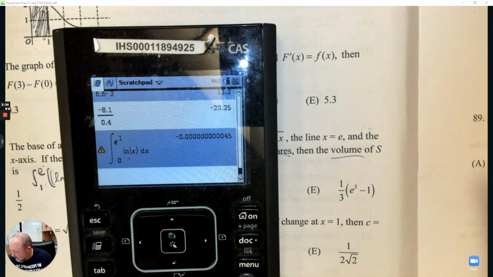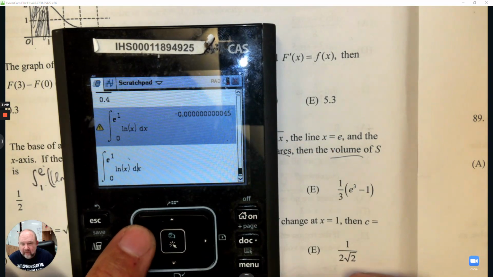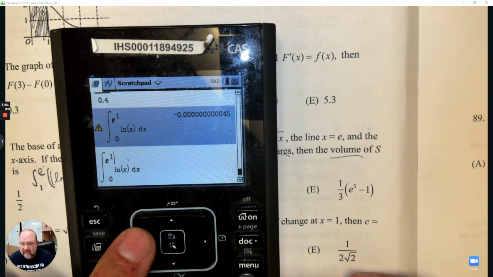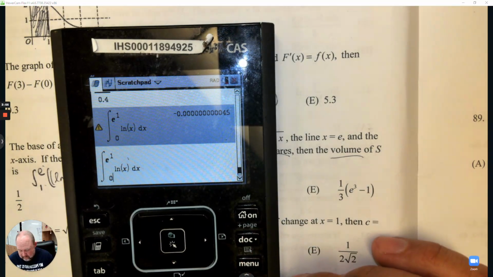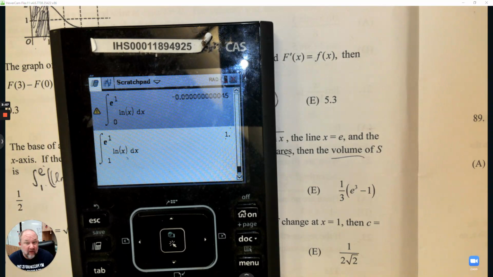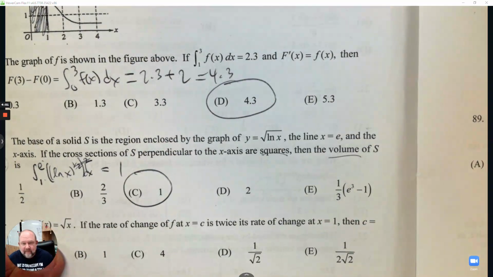And you get negative 0.000. Oh, shoot. You know what I did? I didn't mean to do it from 0. We didn't do it from 0. We did it from 1 to e. My bad. And you get 1. There's your answer. Done.